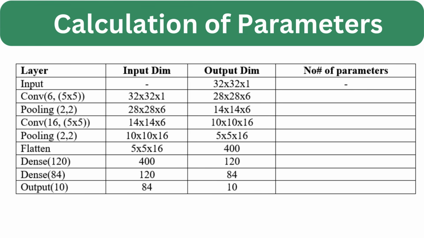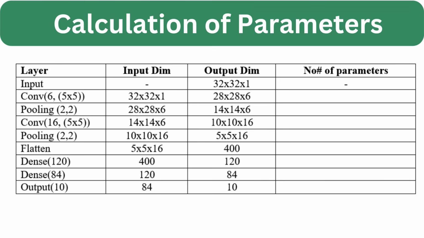Starting with the input layer that takes 32 by 32 by 1 input. Then we have a convolutional layer that contains 6 filters of dimension 5 by 5. Then we have a pooling layer. Then again another convolutional layer that contains 16 filters of size 5 by 5. Then again we have a pooling layer. Then the input is flattened and passed to a dense layer containing 120 neurons. Then the second dense layer containing 84 neurons. And finally we have an output layer that contains 10 neurons.